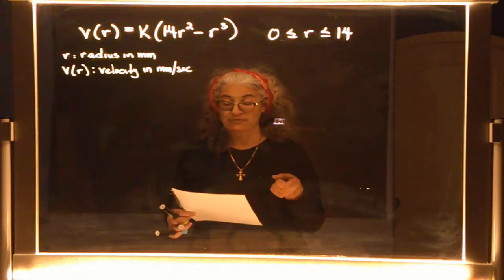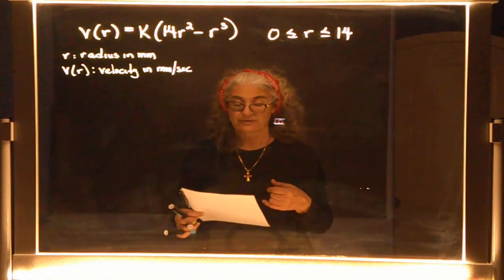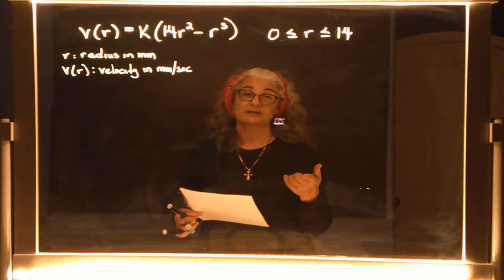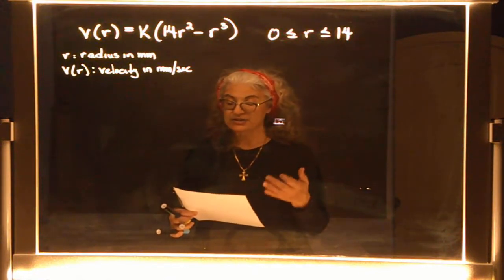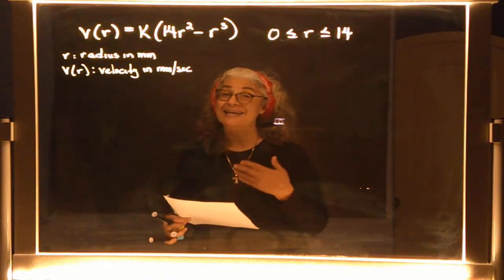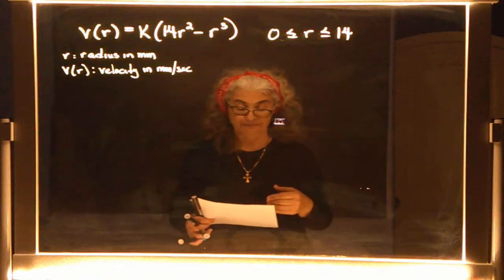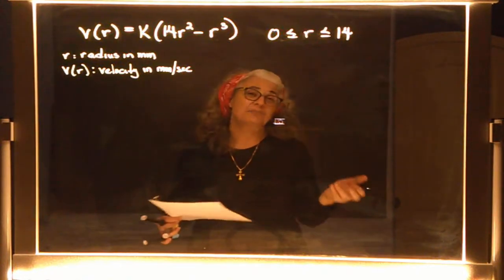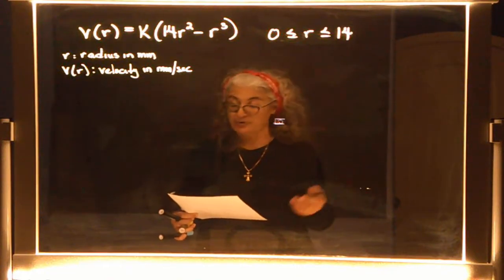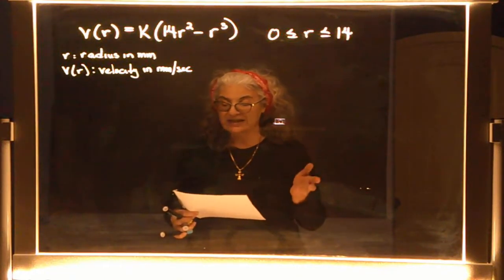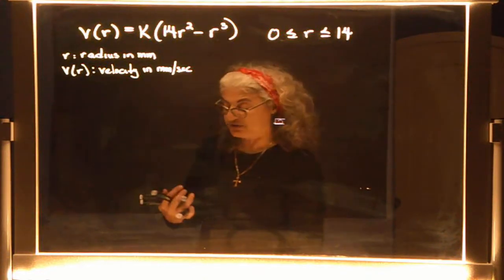If a foreign object has a radius r, which is in millimeters, then the velocity, which is in millimeters per second, needed to remove the object by a cough is given by this particular function, where k is some positive constant. So I don't know k, all I know is it's a positive number. For what size of the object is the maximum velocity needed to remove the object?